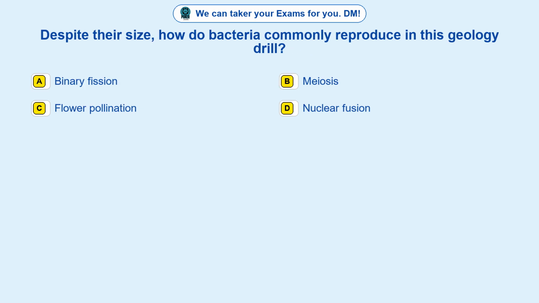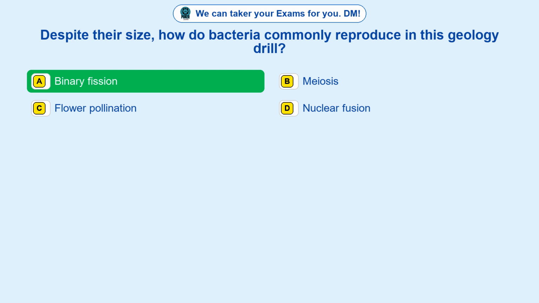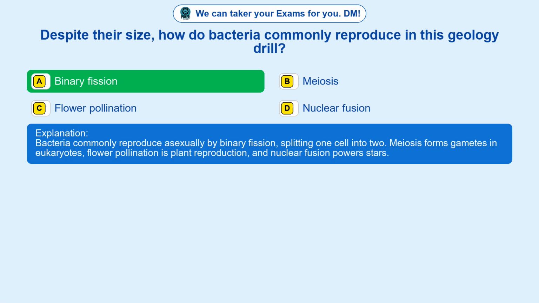Question 25. Despite their size, how do bacteria commonly reproduce in this geology drill? Option A, binary fission. Option B, meiosis. Option C, flower pollination. Option D, nuclear fusion. The correct answer is option A. Binary fission. Bacteria commonly reproduce asexually by binary fission, splitting one cell into 2. Meiosis forms gametes in eukaryotes, flower pollination is plant reproduction, and nuclear fusion powers stars.